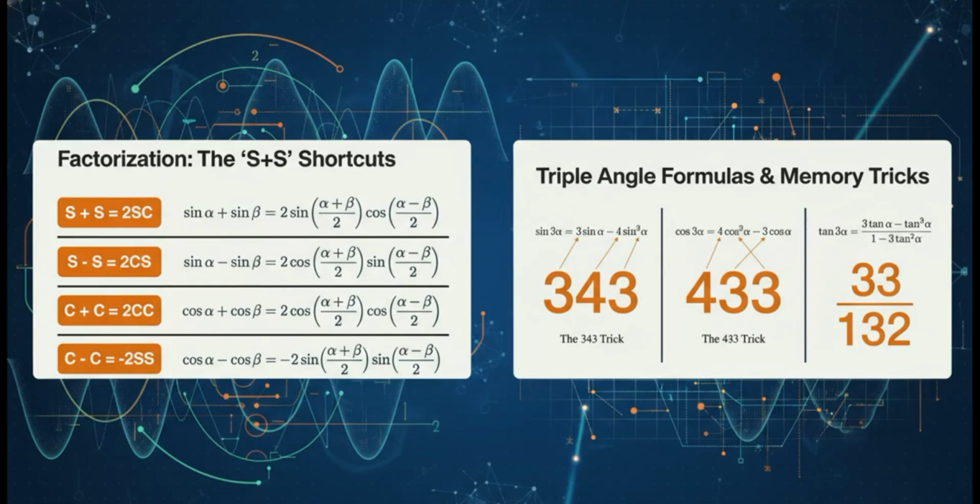I mean, look at this. On the left, you've got these little shortcuts for adding sines and cosines, and you can remember them with phrases like s plus s equals 2sc. And on the right, for triple angles, you don't need to do some crazy long derivation. You can just remember number patterns like 343 for the sine formula. It's all about working smarter, not harder.